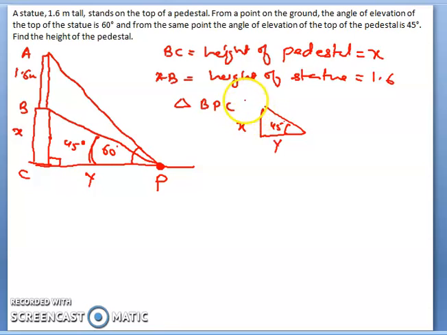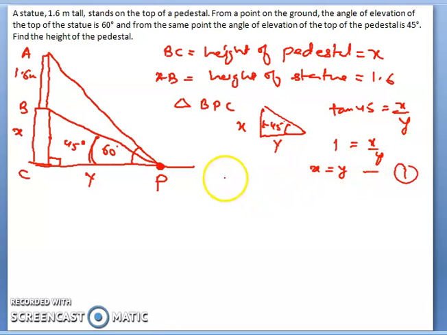So from this triangle, what we can write here, this is opposite, and this is adjacent. So tan 45 is equal to opposite upon adjacent. Tan 45 is 1, so x is equal to y. This is the first equation. Now the bigger triangle, triangle A, C and P. So this is 60 degree. Again we can use the same opposite upon adjacent. So we can write tan 60 is equal to 1.6 plus x upon y.